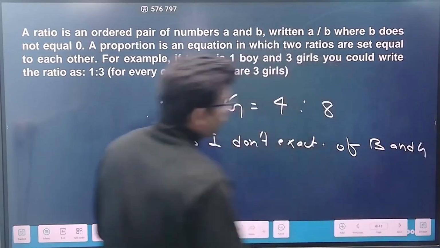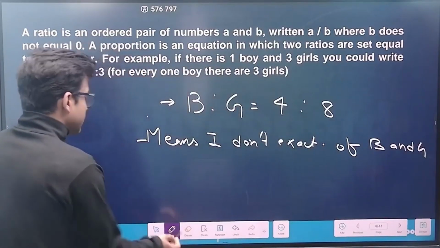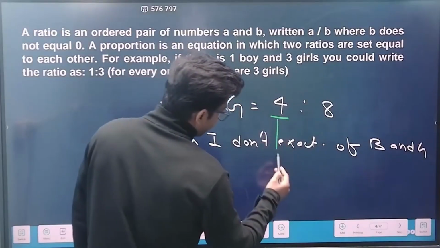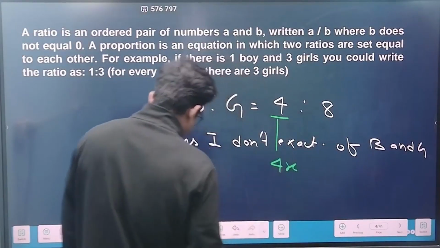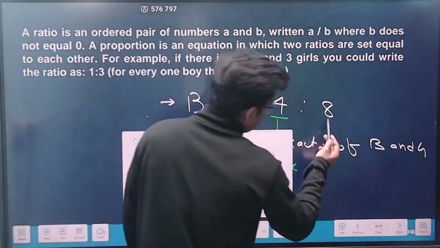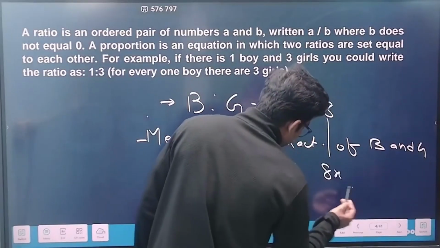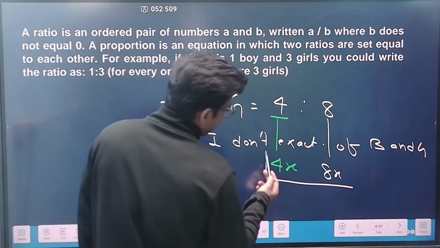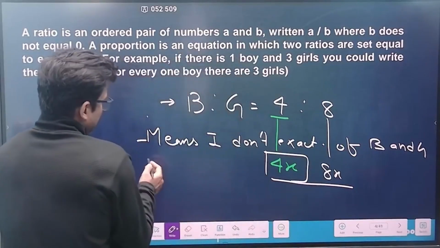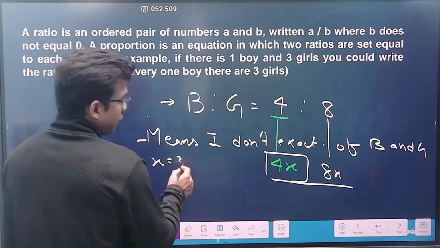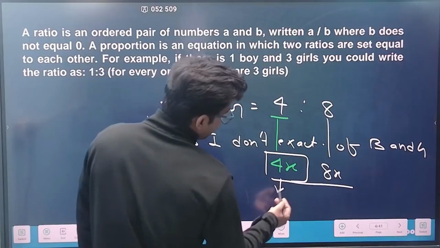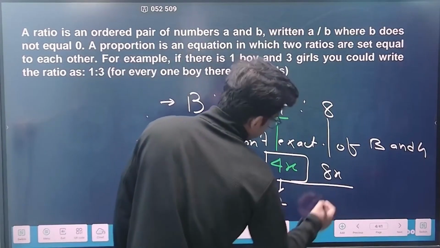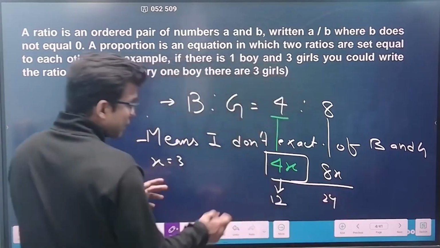But if I want to know the exact quantity, this 4 should be written in the form of 4x, and this 8 should be written in the form of 8x. Let's say the value of x is 3, then the total boys will be 4 threes are 12, and the total girls will be 24. So these are the exact quantities.